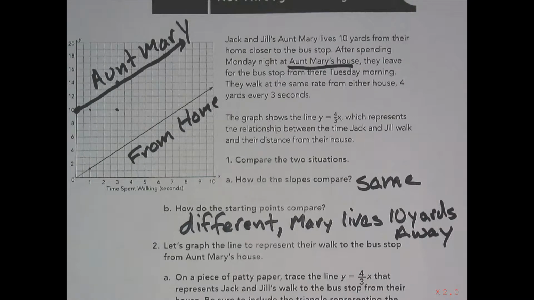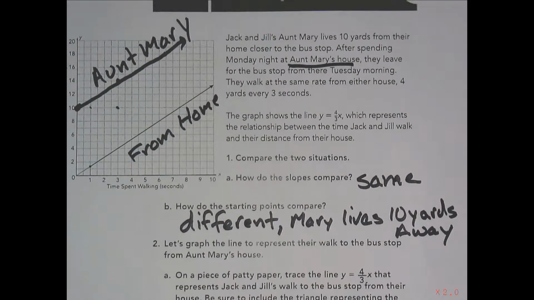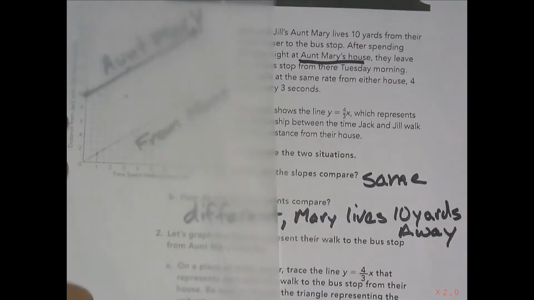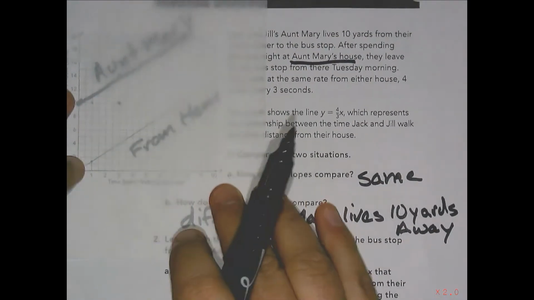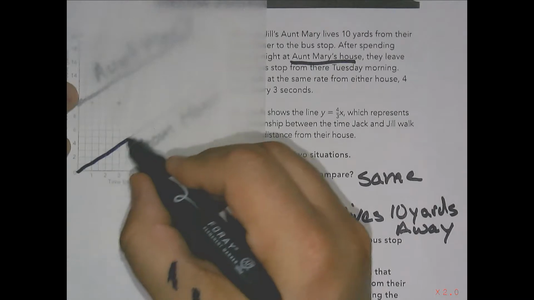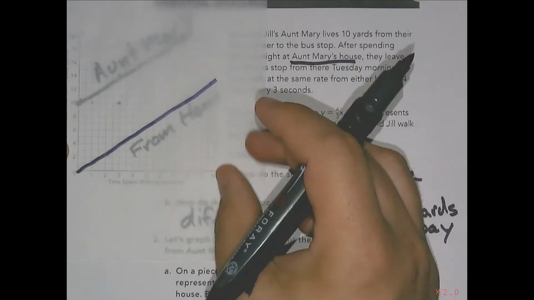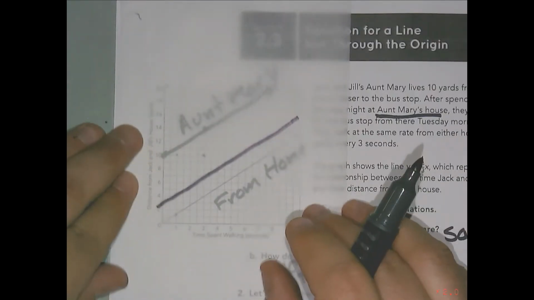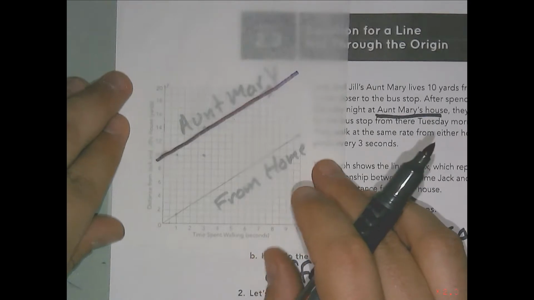Okay, so it says then let's graph the line to represent the walk from the bus stop to Aunt Mary's house. That's this one. On a piece of patty paper, trace the line. So we're going to take our patty paper again. And they want me to trace this line and then hold it up to Aunt Mary. So if I trace this line and hold it up to Aunt Mary, guess what happens? Boop. Same exact one, right?